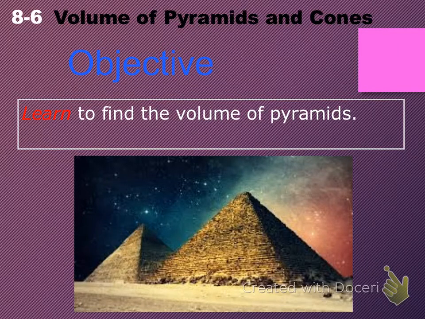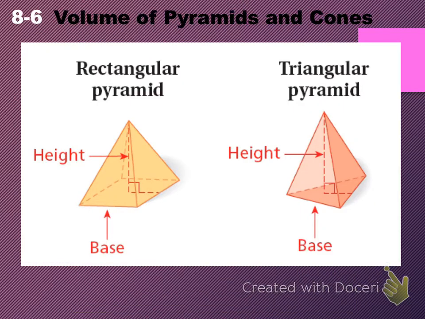The objective of this lesson is to learn to find the volume of a pyramid. There are two different kinds of pyramids that we're going to deal with today. You have a rectangular pyramid. It's called a rectangular pyramid because the base is a rectangle. The sides are still triangles, but the base is a rectangle.